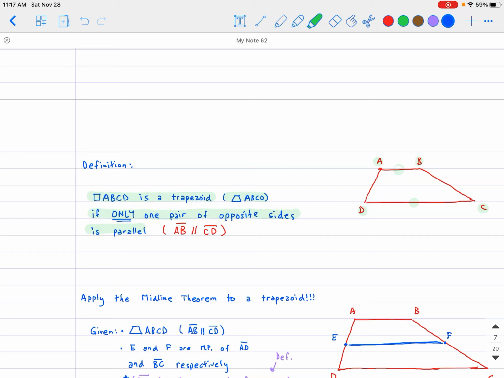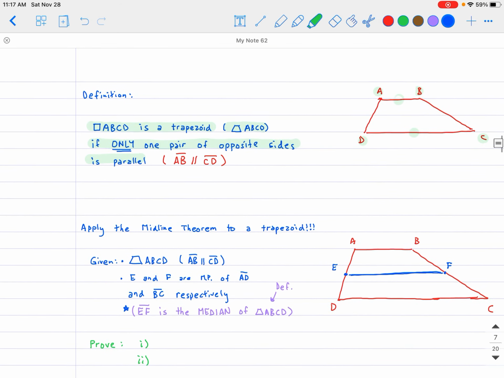Now, be very careful. This is different from when we define an isosceles triangle versus an equilateral triangle. An isosceles triangle says that at least two sides are congruent, so therefore an equilateral triangle is a subset of it. But in this case, we cannot do the same thing. A trapezoid is not a subset of a parallelogram because a trapezoid says specifically only one pair of parallel sides, whereas a parallelogram says two pairs of parallel sides.